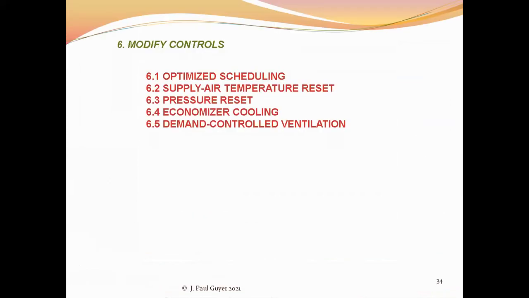Now, modifying controls is also an opportunity that may exist. And the opportunities within this category are to optimize the scheduling of the operation of the system, resetting the supply air temperature, resetting the delivery pressure, incorporating economizer cooling.